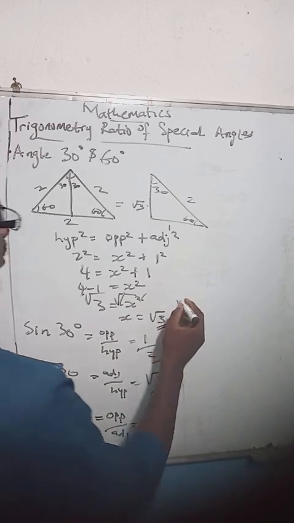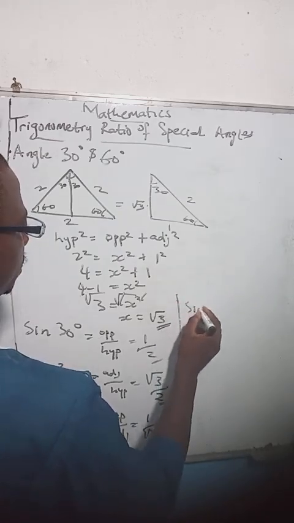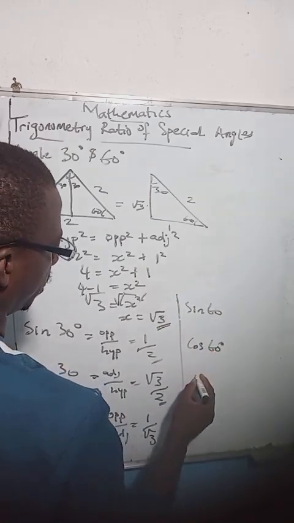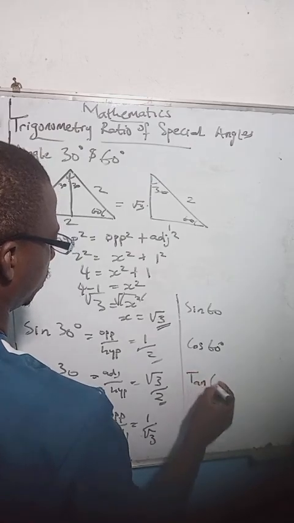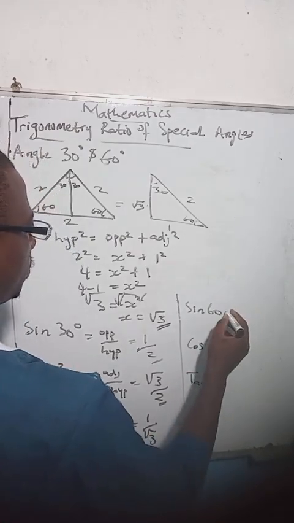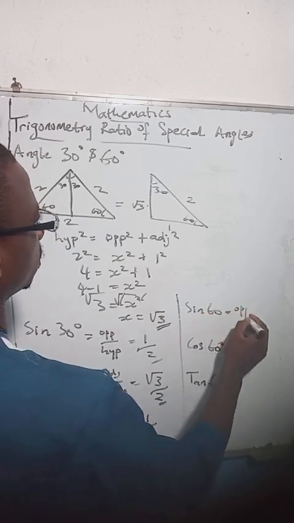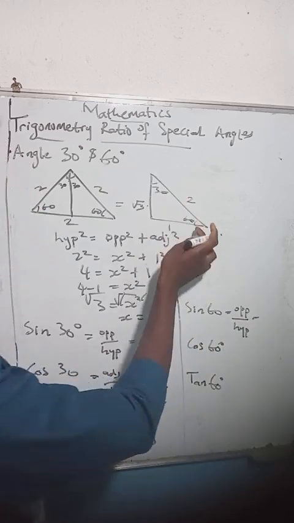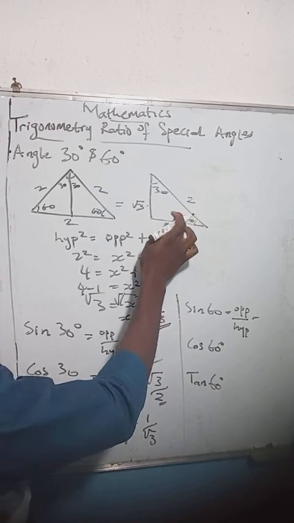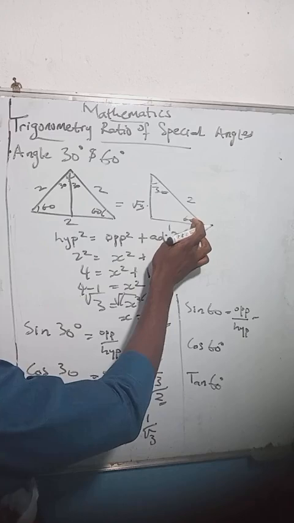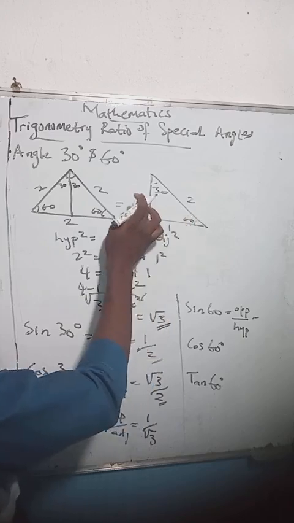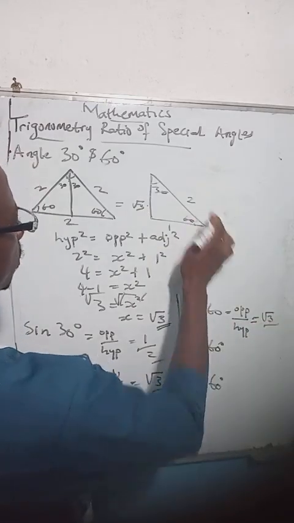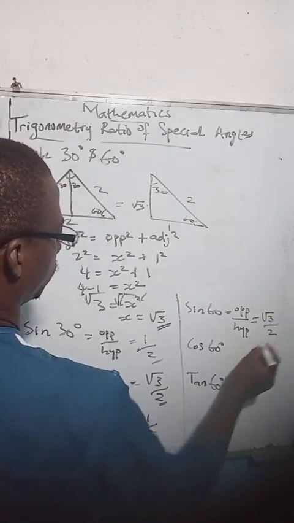Now for 60 degrees, we have here sine 60, cos 60, and that of tan 60. In a similar way, sine is opposite over hypotenuse. The opposite of sine theta, remember this is where the 60 is. So the opposite will be root 3. We have root 3 over hypotenuse, and that is 2.